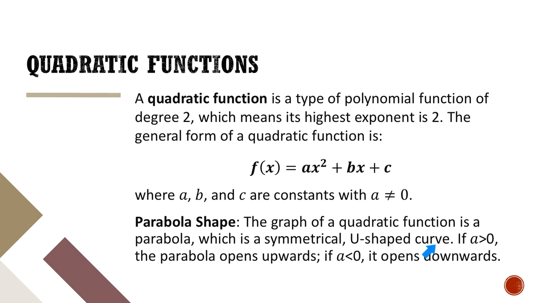It is U-shaped, and if a is greater than 0, it opens upwards, and if a is less than 0, it opens downwards. So, for instance, it either opens upwards, the smiley face, and that would be a, the value in front, greater than 0. And if it opens downwards, we know that a has to be negative. So this is a is less than 0, a negative value for a.